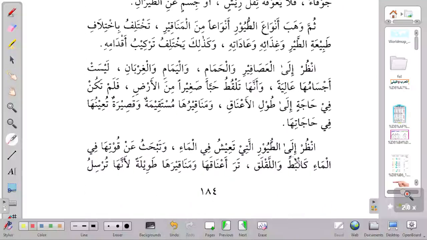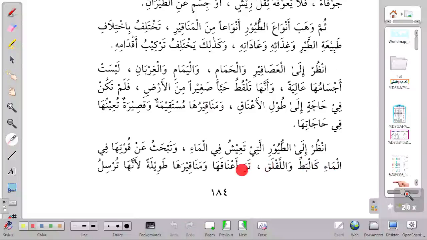Then he says انظر إلى الطيور التي تعيش في الماء. Look at the birds that live in water. وتبحث عن قوتها في الماء, and they search for their sustenance in the water. كالبط, like the duck. واللقلق, and then the laqlaq, that's the stork. ترى أعناقها ومناكيرها طويلة. You will see that their necks, أعناقها, and their beaks, ومناكيرها, are long, طويلة.